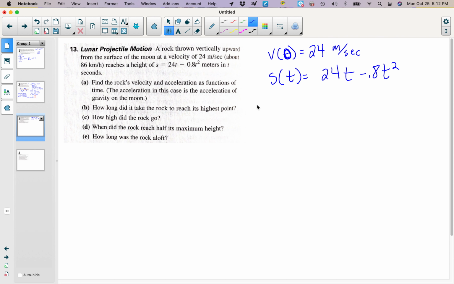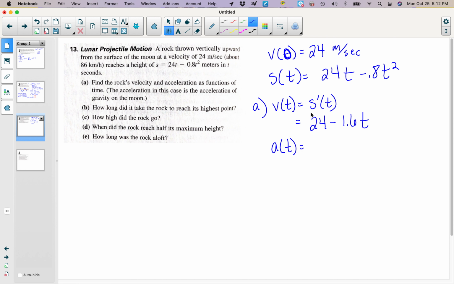So the question, part A: find the rock's velocity and acceleration as functions of time. Keep in mind that velocity, remember, is the derivative. So if we want to find the velocity, we take the derivative of position. So we get 24 minus, power rule here, 1.6t. So that's my velocity.